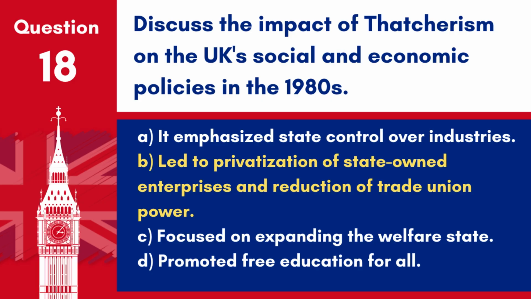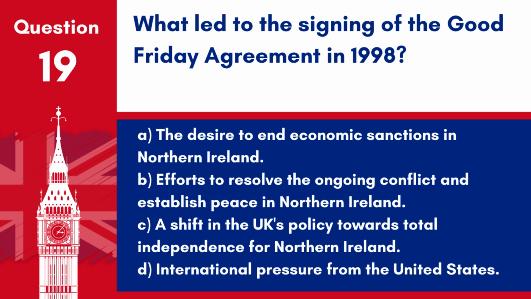Answer. B. Led to privatisation of state-owned enterprises and reduction of trade union power. Thatcherism is characterised by economic policies that included deregulation, privatisation of state-owned companies, and a reduction in the power and influence of trade unions. Question 19.